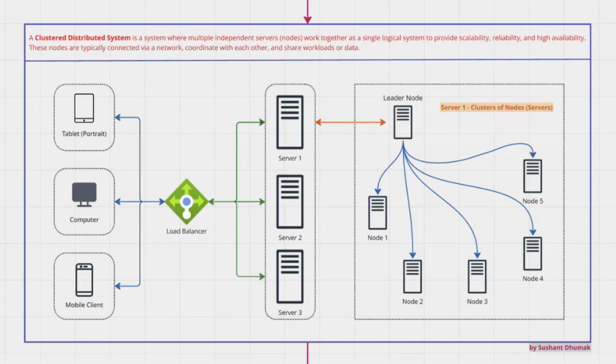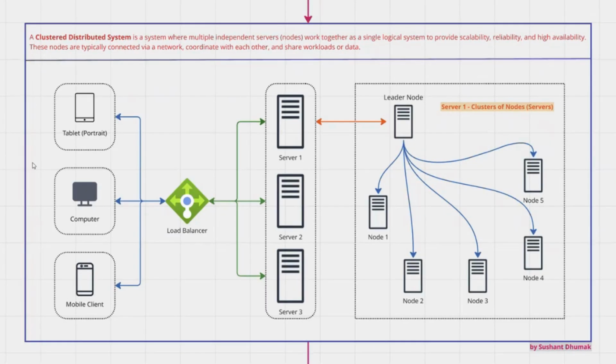As you can see in the definition, it is a system where multiple independent servers, we call each one a node here, work together as a single logical system to provide scalability, reliability, and high availability. These nodes are typically connected via network with each other so that they can coordinate and share the workload. Here the client, whether it's a tablet, computer, or mobile client, sends a request.